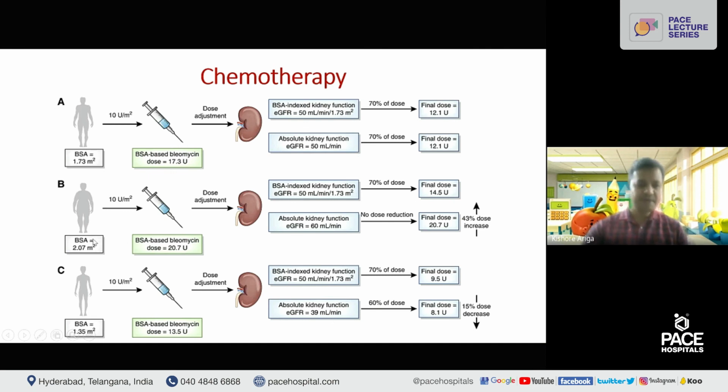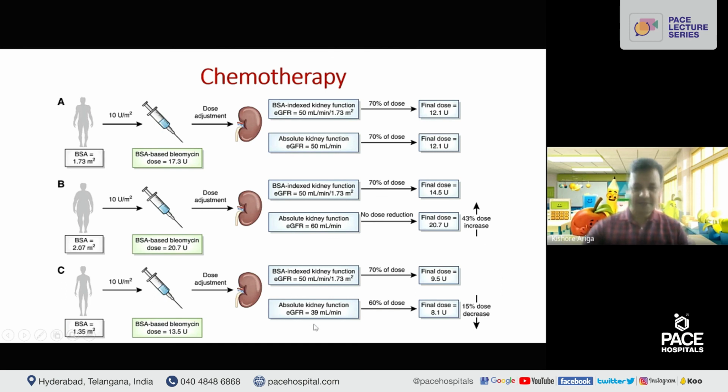But if we have a patient whose body surface area is more, like 2.07 meters square, and his creatinine clearance is 60, and if we adjust with body surface area, the body surface area indexed GFR is only 50. So for 60, there will be no reduction. For 50, there will be 70% of the dose. So if we use only creatinine clearance, we will give 43% more dose.